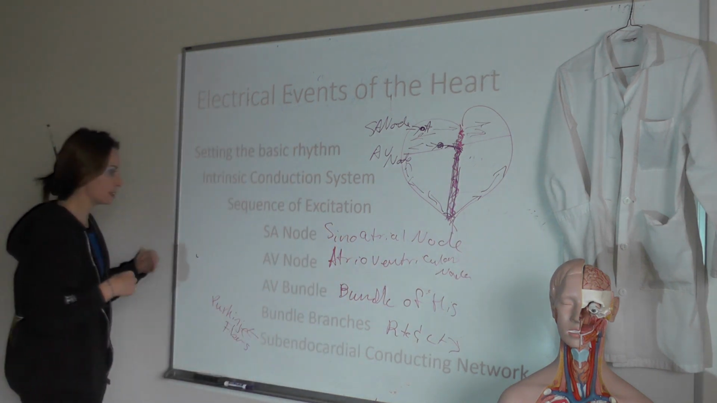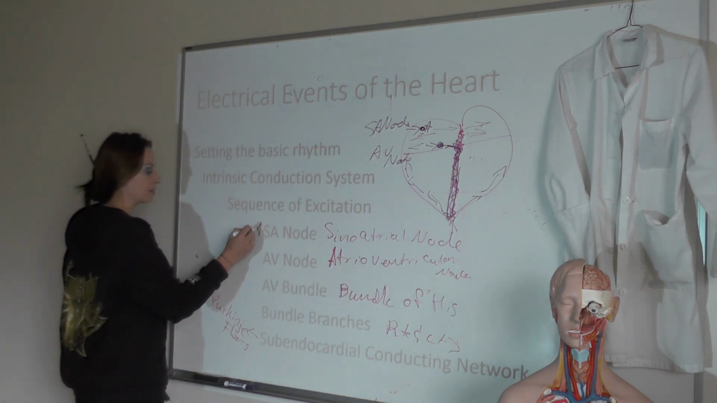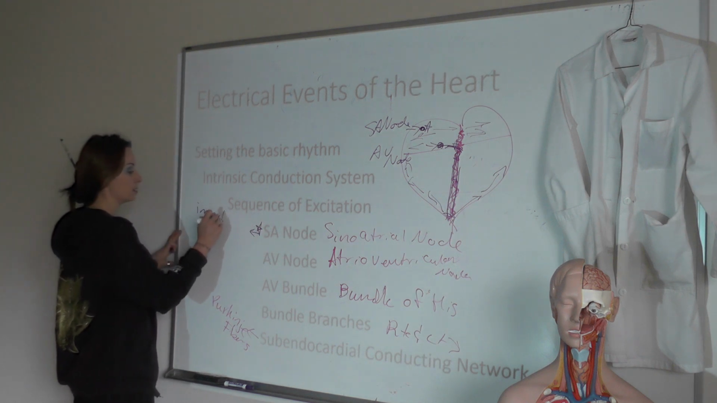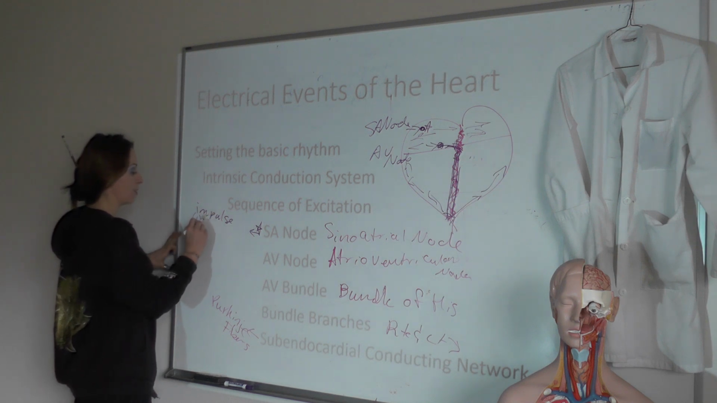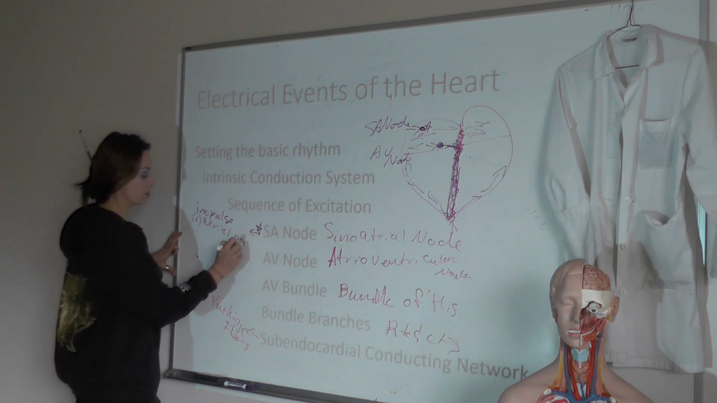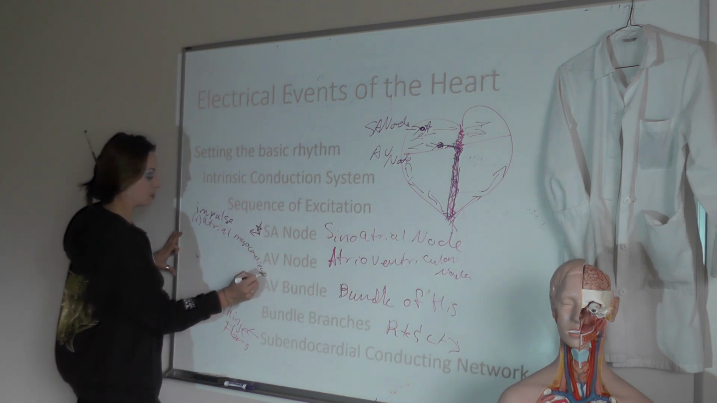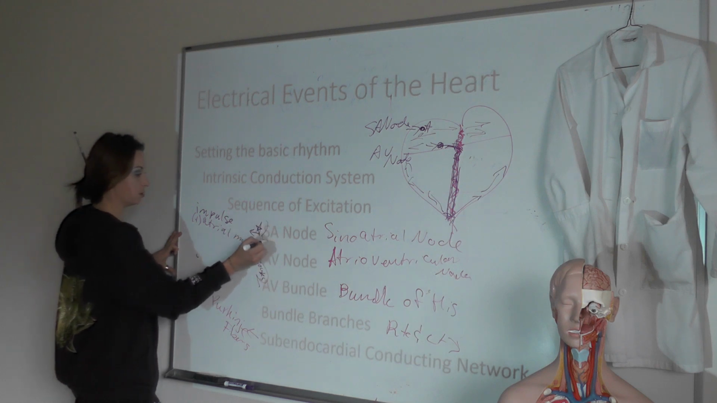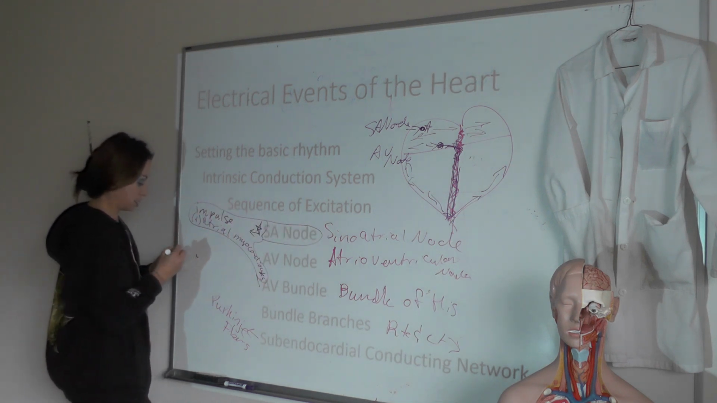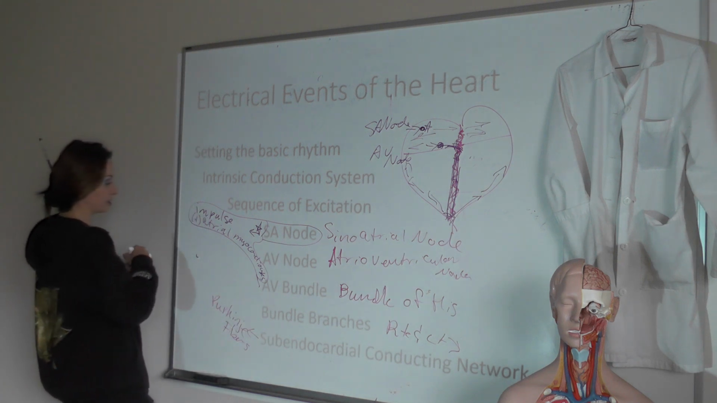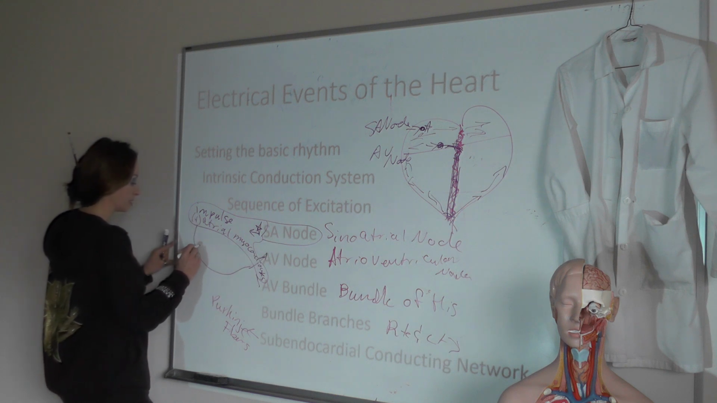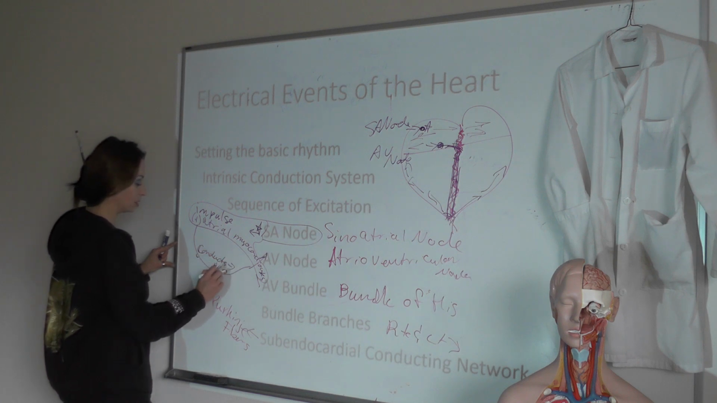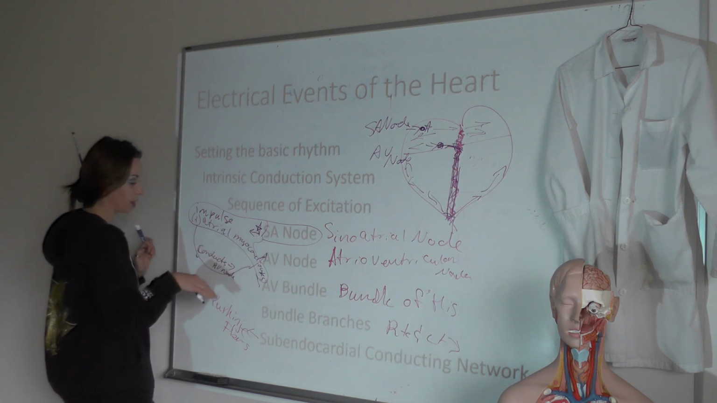So if we want to think about the sequence of excitation, we could think about the impulse here. This impulse does two things. It stimulates our atrial myocardiocytes. Stimulates them to do what? To generate their own action potential. And then it's going to conduct down to the AV node. So that'll be the second thing it does, is it's going to conduct onward to the AV node, which without it could generate its own signal. We're not going to worry about that in this class.